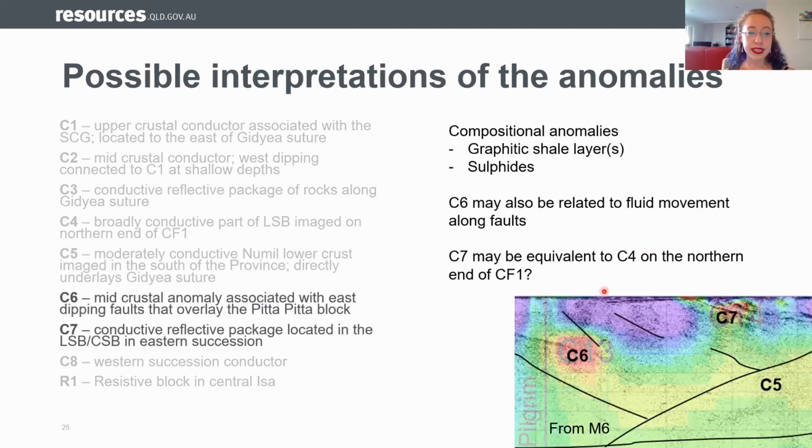So for C6 and C7, these are definitely mid to upper crustal conductors. So again, thinking about composition, but they do seem to have connection down to the deeper conductor along some faults. So it's possible that we've got some compositional contribution, but also some preserved fluid flow through some of these faults, elevating the conductivity in these areas. Got a little note here that maybe C7 is the same as C4 on the northern lines. I don't know if it's true, but it's something to think about.